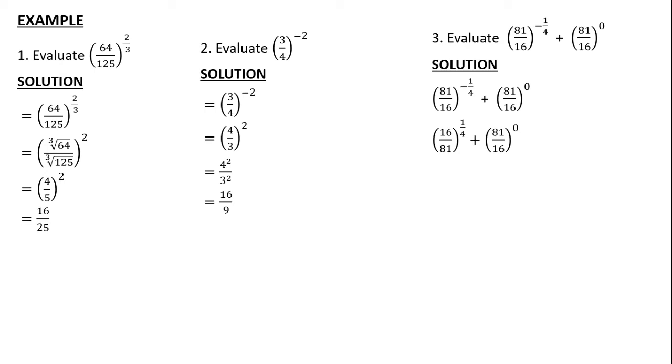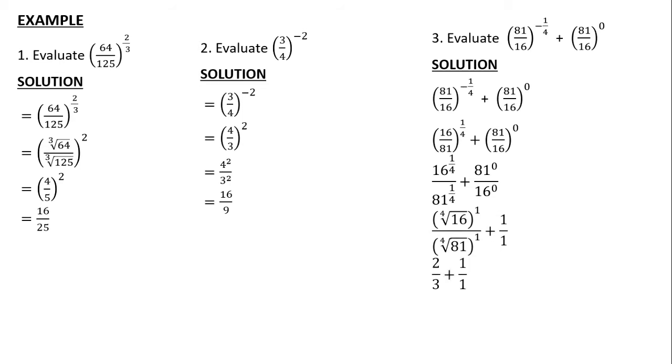From there, what we are going to do is find the 4th root of 16 and the 4th root of 81. Which number are you supposed to multiply by itself 4 times to get 16? 2. Which number are you supposed to multiply by itself 4 times to get 81? 3. Then 81 over 16 to the power 0 is the same as 1. So it's going to look like that.